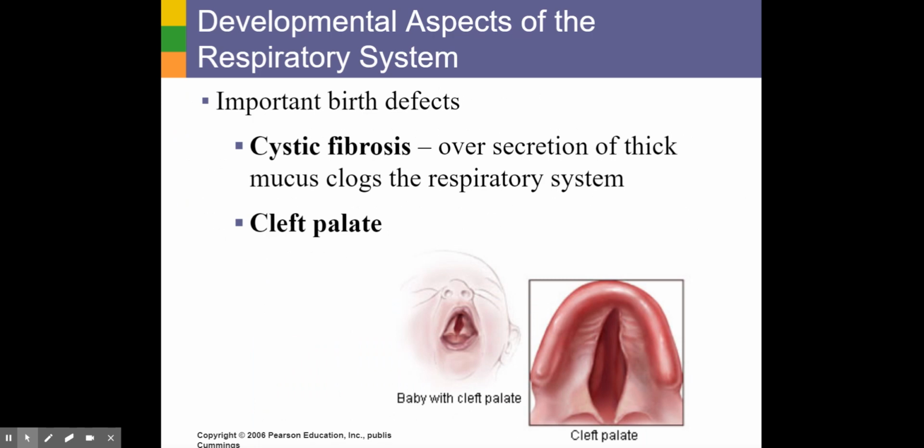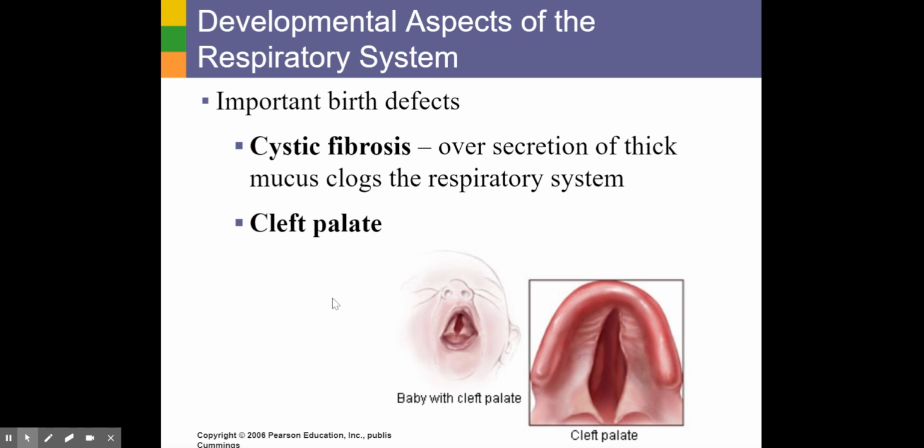Other important effects that we see here, we have birth defects that we can have. Cystic fibrosis is one of those. So this is a genetic disorder where the infant has a really heavy mucus secretion inside of the respiratory system that can cause problems. Obviously, it will not allow them to exchange air. And then they have usually a pretty good cough.